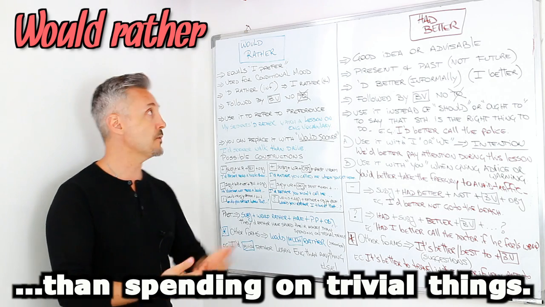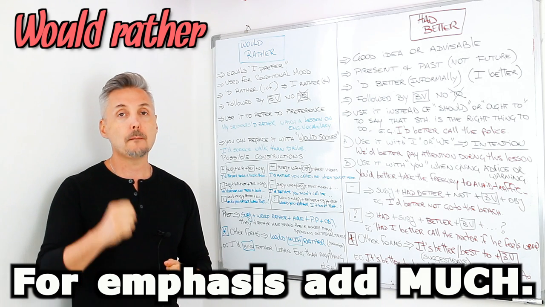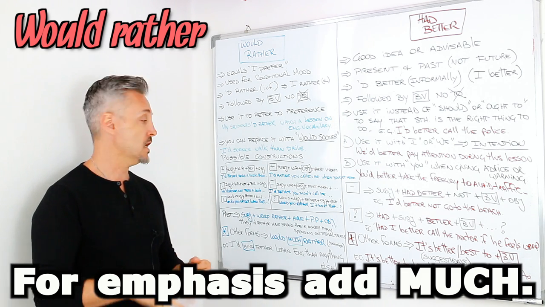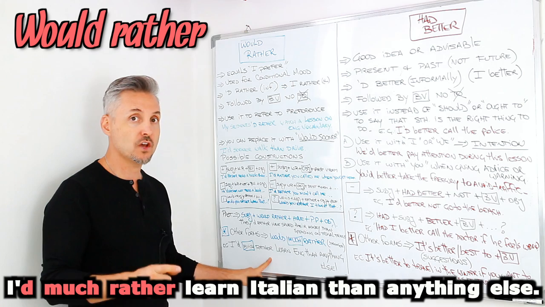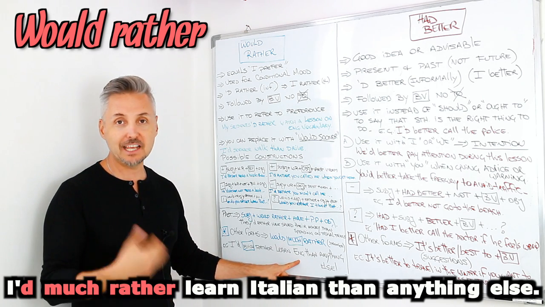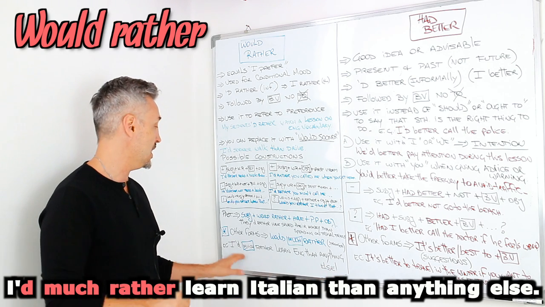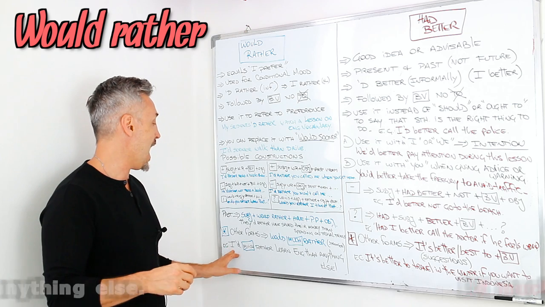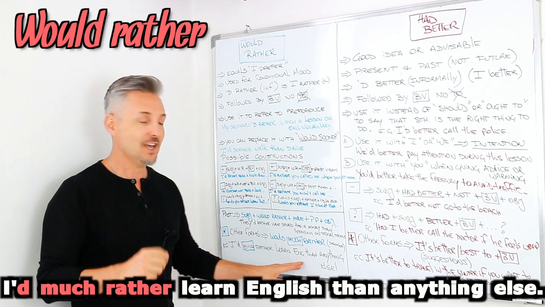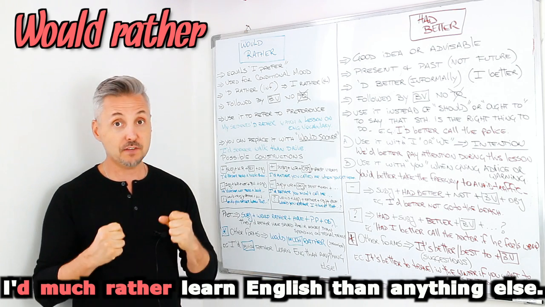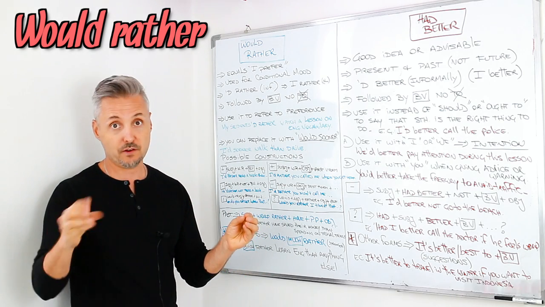Now, other forms that we use with would rather: you can add emphasis if you add much between these words. So, for example, I'd much rather learn Italian, in my case, than anything else. In your case, you would say, I'd much rather learn English than anything else. So much adds emphasis and is stronger when you use much between would and rather.